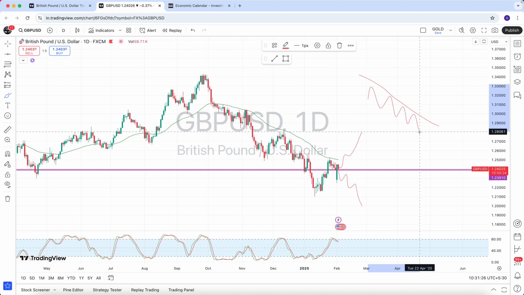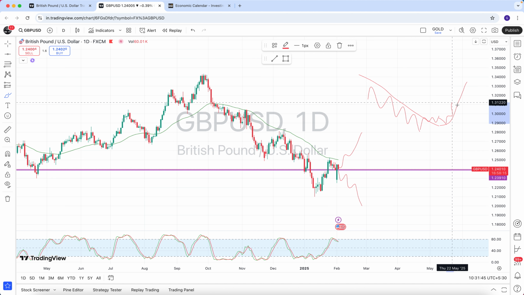Okay, suppose it touches this and then consolidates, and then if it crosses the 50-day moving average, then this 50-day moving average line will act as a support to go up this way. You may check with this 50-day moving average on any markets, on any forex chart. You will find this especially in lower time frames of 4 hour, 1 day, daily time frame.